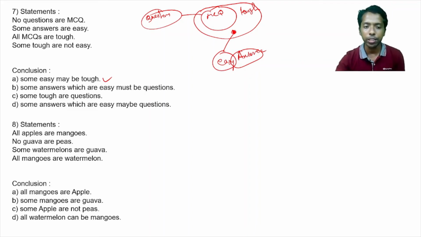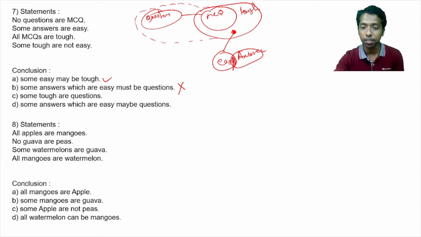Some answers which are easy must be questioned. Some answers which are easy, this common region of easy and answers, must be questioned. This is confirm, it's saying about a definite conclusion. This is the wrong one. There is no definite relation, right? Some tough are questions, may or may not be. See, no question are MCQ. All MCQ are tough. If we extend this part, this tough part may enclose this question part as a whole, right?